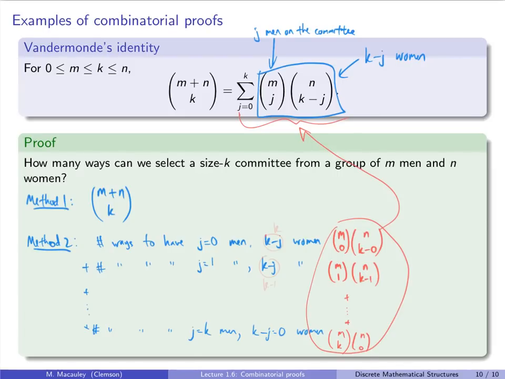This is a combinatorial proof of this identity, and I hope you will agree with me that this is much easier than any sort of algebraic proof.